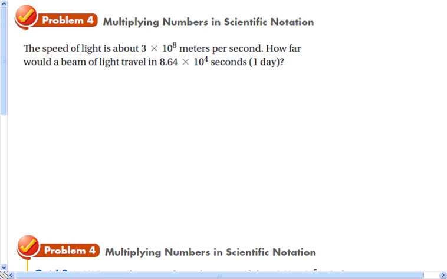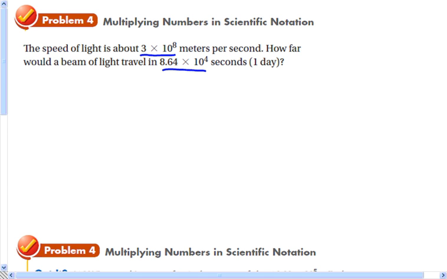All right, so let's use this idea to solve some multiplication problems. The speed of light is about 3 times 10 to the 8 meters per second. How far would a beam of light travel in 8.64 times 10 to the 4th seconds? So this is 1 second's worth of distance at the speed of light, and we need this many seconds.